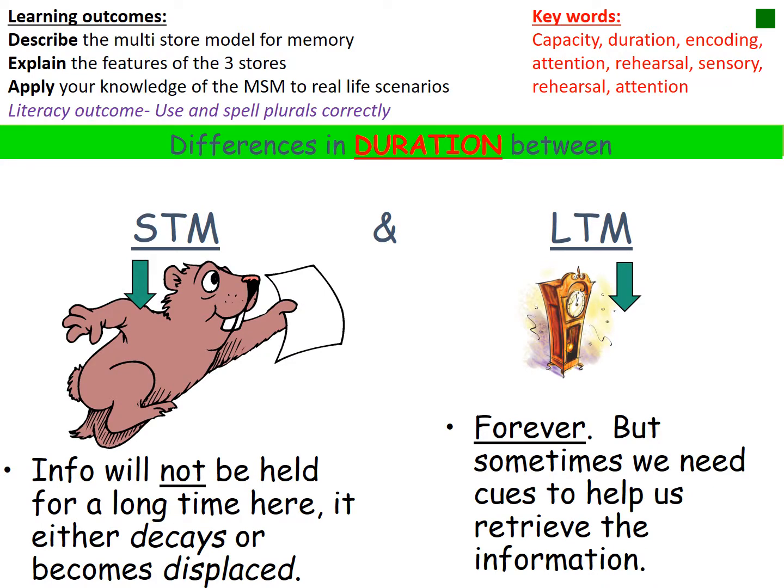So short-term information, we've got 18 to 30 seconds, because if it's not held there for very long, if we don't pass it on, it becomes displaced or it decays. But if we can get it into our long-term memory, it should, in theory, be held there forever. Now, that doesn't mean it's freely available. We might need a cue, or a bit of a trigger to help us go and get that information, but it should be in there somewhere.